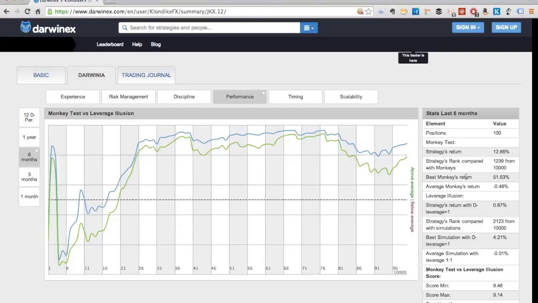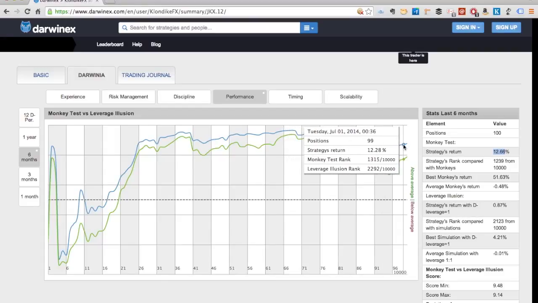8,761 of them. The best monkey that traded with the exact same conditions and leverage as this strategy obtained a return of 51.63% compared to the 12.66 that this strategy did. The average monkey lost 0.5%, and that's basically how we compare. So the only way to know whether you did well or badly, because it's really hard to find a comparable benchmark, is to compare you with random monkeys that trade with the same conditions as you and see what happened.